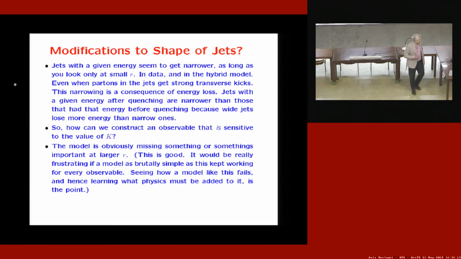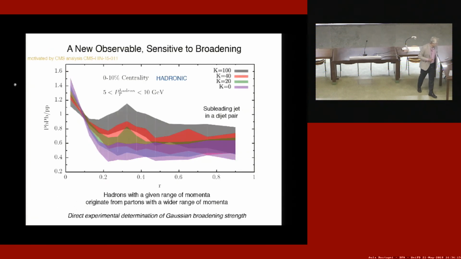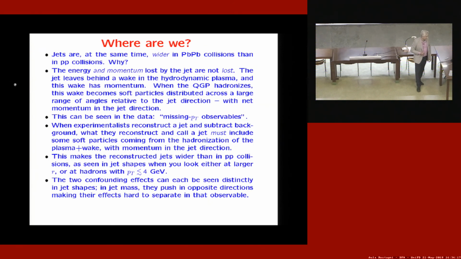We then did more work to propose a more sophisticated observable to look for the kicks, which I'm going to skip. And we then realized that there's another confounding, annoying effect, which turns out actually to be profound as well as annoying. And that is, I've been telling you, this jet propagating through the plasma is losing energy. Well, of course, it's losing momentum also. And energy and momentum are conserved. It has to go somewhere. Where is it going to go?